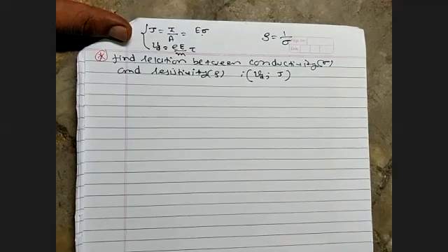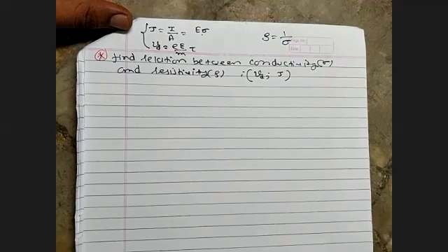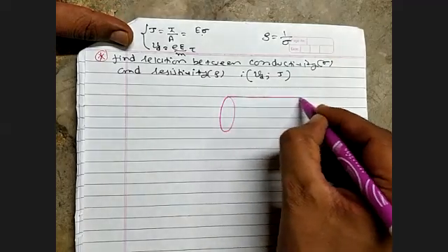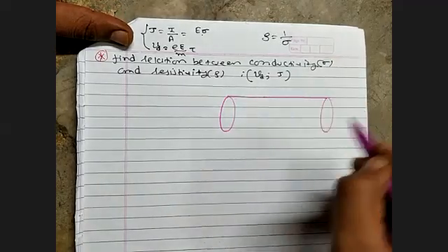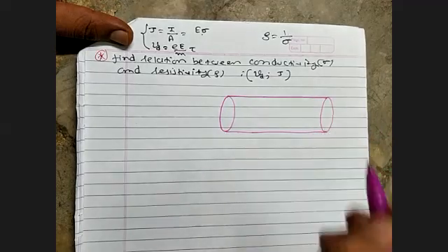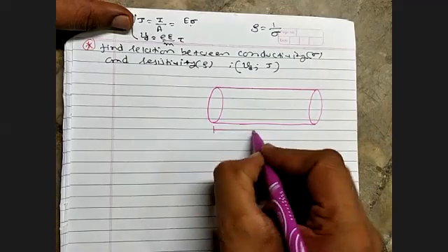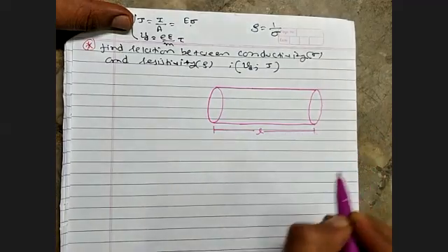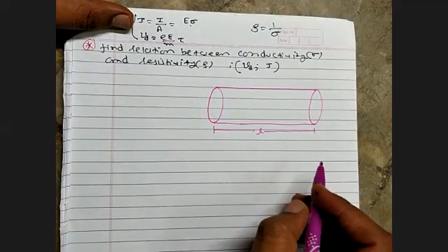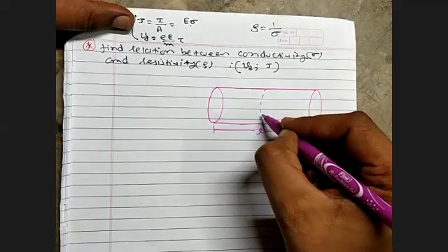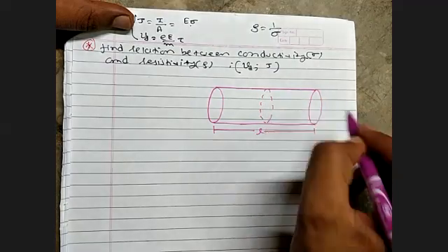So that is the main question that arises here. Now, how to solve this puzzle? First of all, suppose there is a conductor. See, this is the conductor of length L, and suppose this is one of its cross sections.